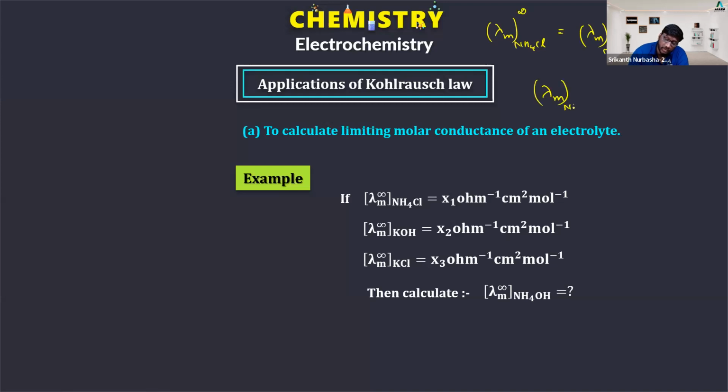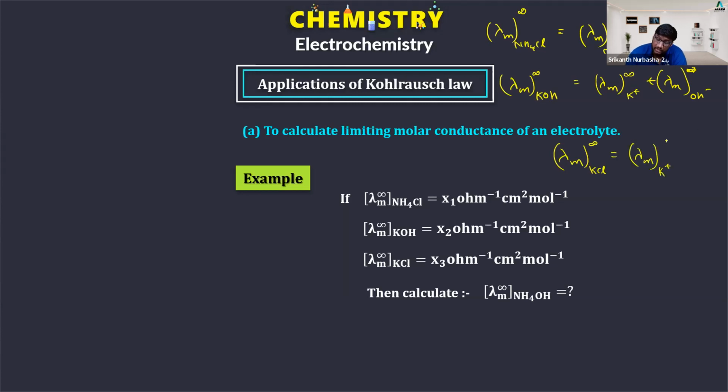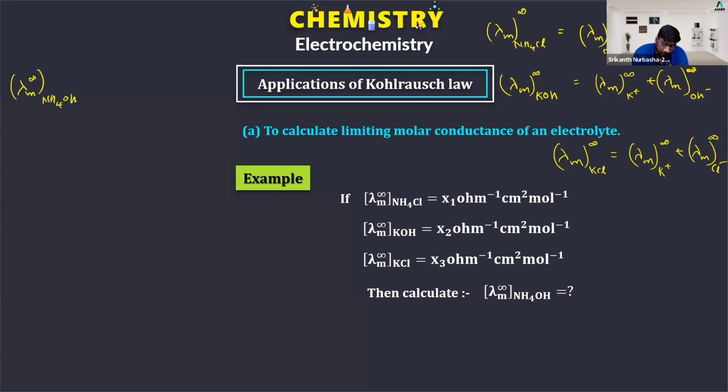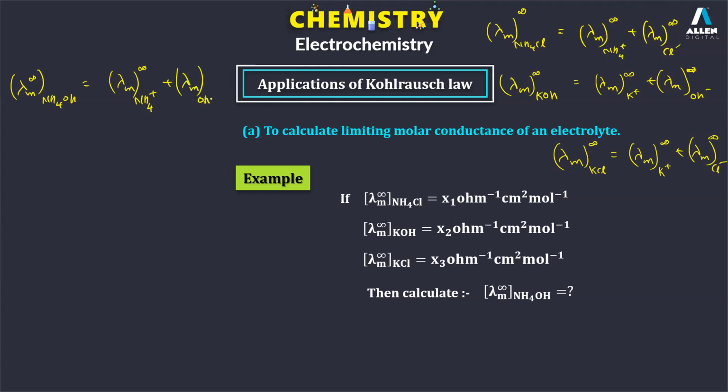Let us write the equation for all. For NH4Cl, as above; for KOH, the molar conductance of KOH is the molar conductance of K plus at infinite dilution plus that of OH minus at infinite dilution. For an electrolyte, as I told you, you can use lambda or delta. Similarly, the molar conductance of KCl at infinite dilution is equal to that of K plus plus that of Cl minus. Now we have to find the molar conductance of NH4OH, which is equal to the molar conductance of NH4 plus at infinite dilution plus that of OH minus at infinite dilution.